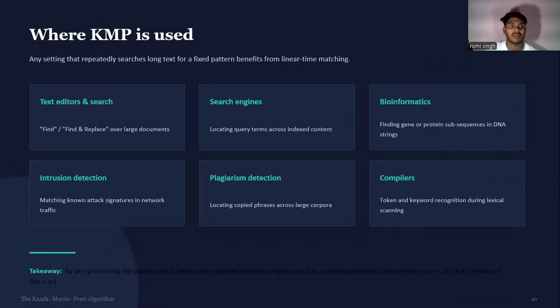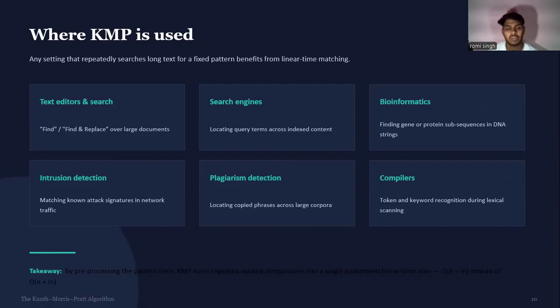Where KMP is used. KMP is used in many ways: text editors and search engines, bioinformatics, intrusion detection, plagiarism detection, compilers. In text editors, finding or replacing in large documents. Like if you have a 100-page PDF and you have to search for a particular word, KMP is used to find that word in no time.